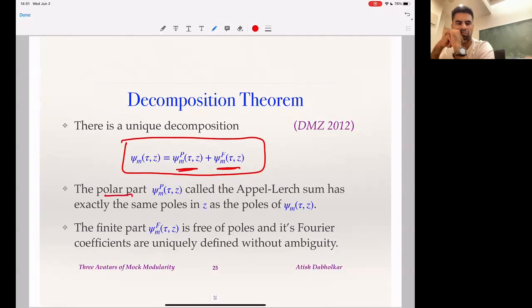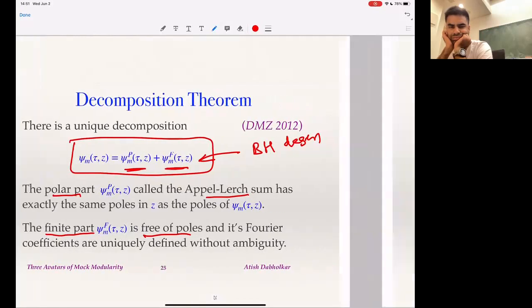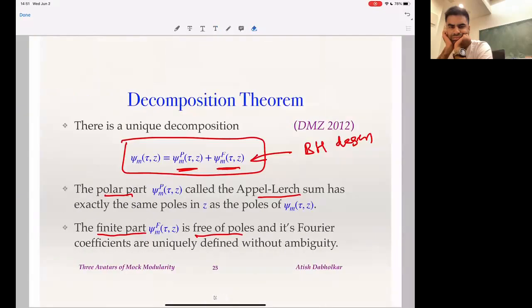The polar part is given by the Appel-Lerch sum, and there is a finite part which is free of poles. And the Fourier coefficients of the finite part are what give you the black hole degeneracies. So now this resolves the picture completely. Of course, this is not a theorem yet, because you can always decompose a function into two functions. I mean, that's not a theorem. The important part of the theorem is that this actually is a mock Jacobi form.